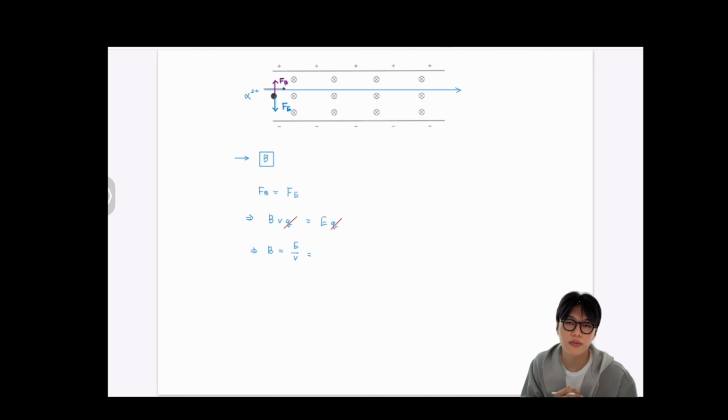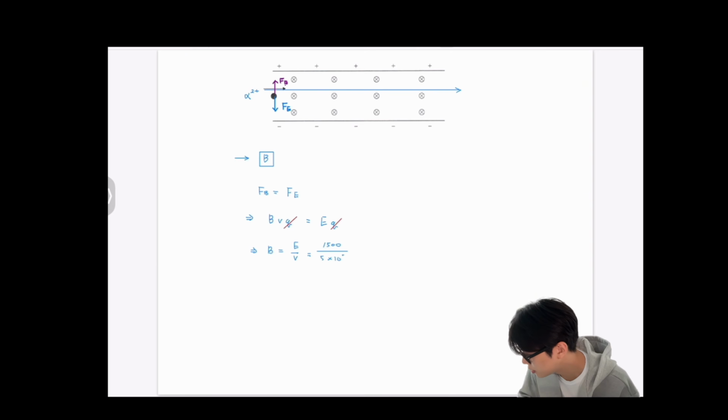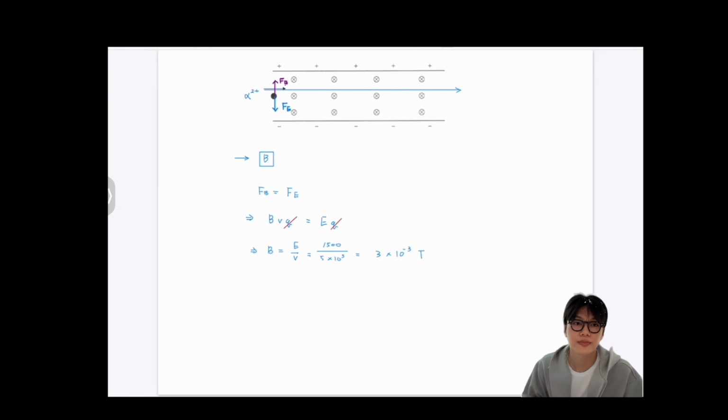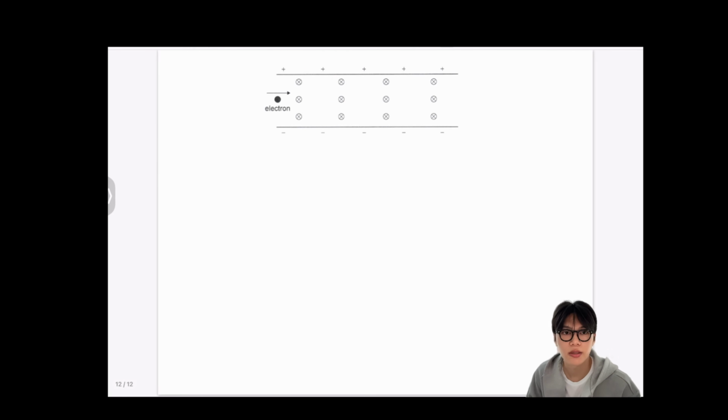The electric field strength was 1,500, and the velocity in this question is given as 5 times 10 to the 5. If you calculate that, the number is 3 times 10 to the negative 3. And the unit for the magnetic field strength is Tesla, T. Right. Moving to question D, they said the upper particle is replaced by the electron.